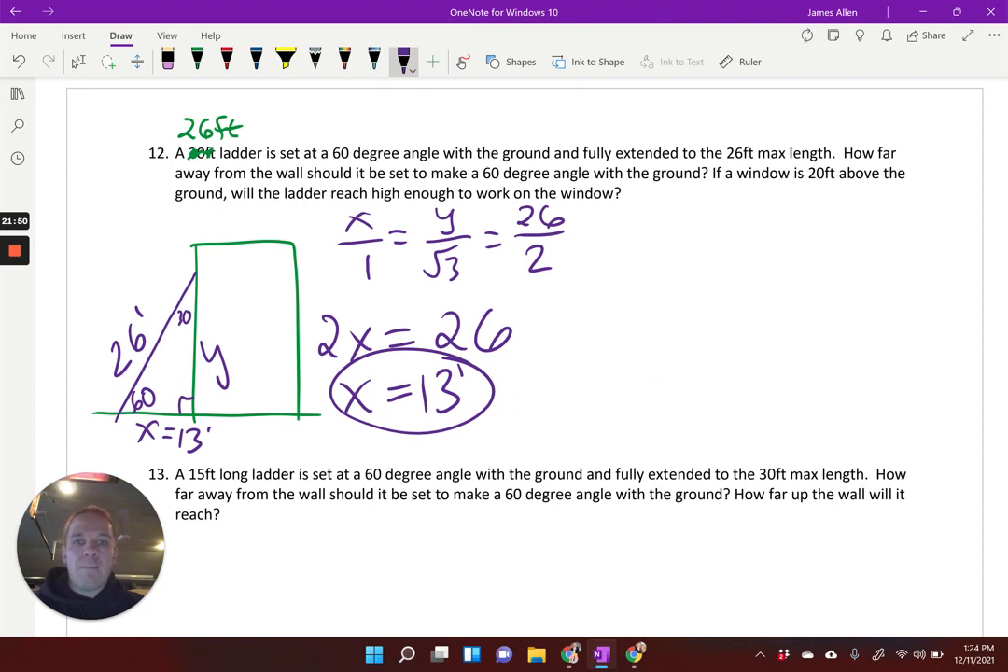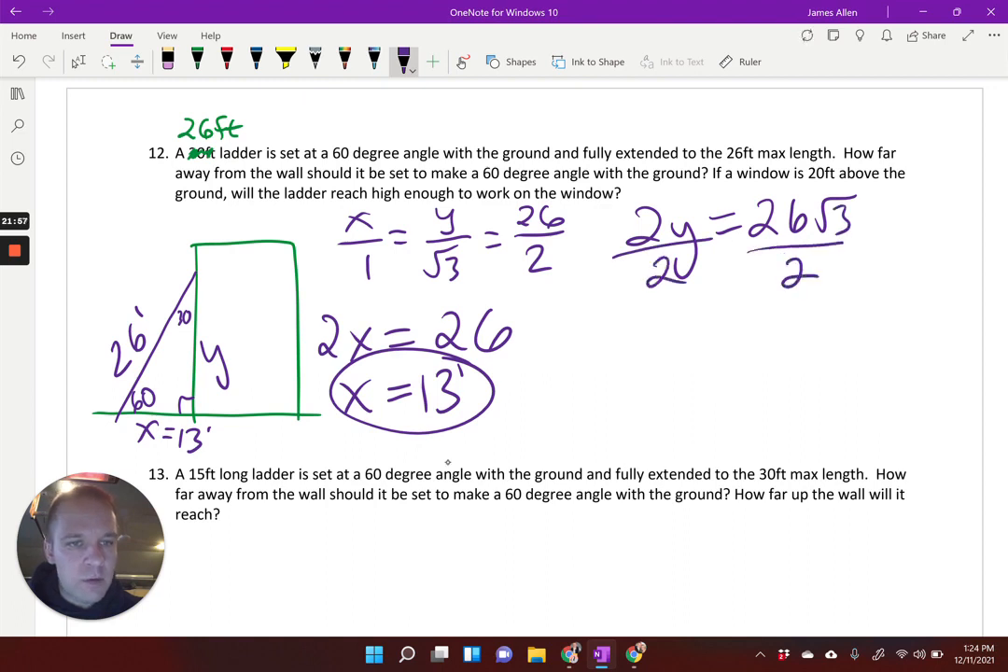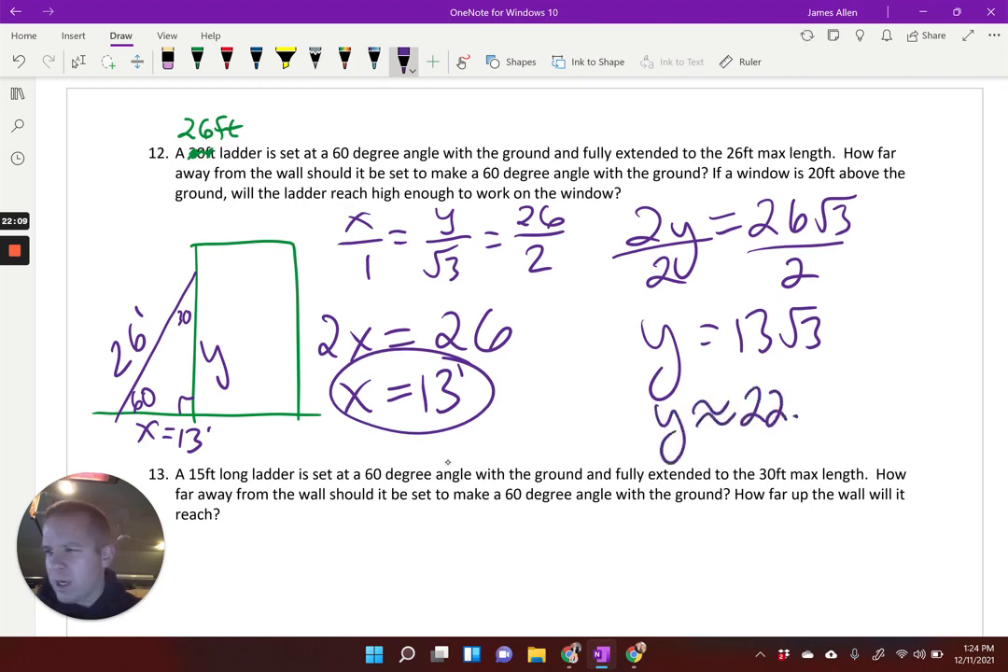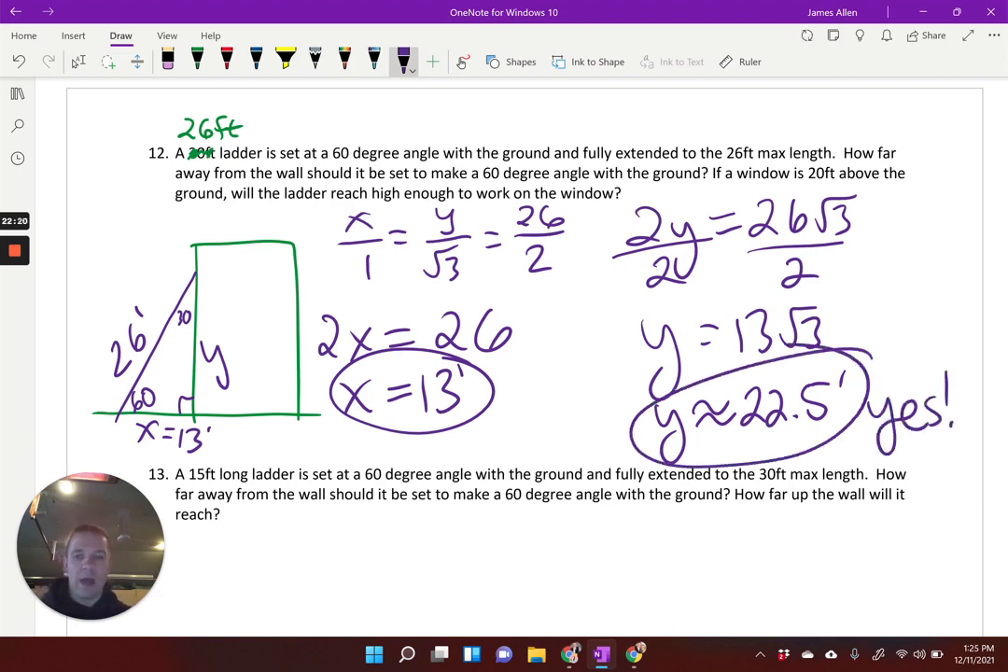All right, let's cross multiply. So I get 2y equals 26 root 3, divided by 2, and I get y equals 13 root 3. Let's get a decimal for that so we can actually see what we're talking with here, like in real life. 13 root 3 is approximately 22.516, so 22.5 feet approximately, right? So that looks like, yeah, I think we're going to be able to work on that window. Yes, we can do that. That's going to reach a little bit higher than that window. You should be able to comfortably work on it.